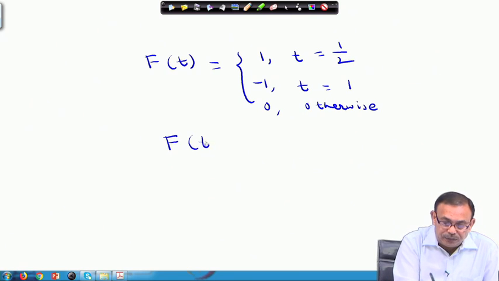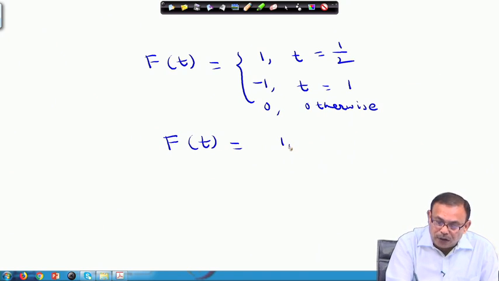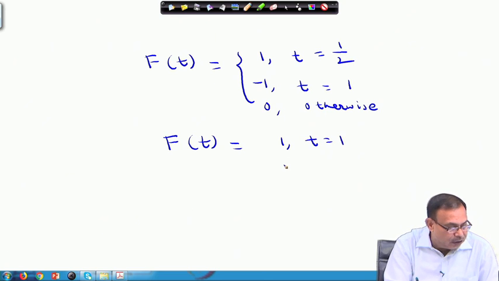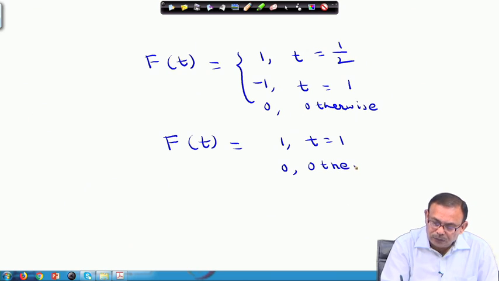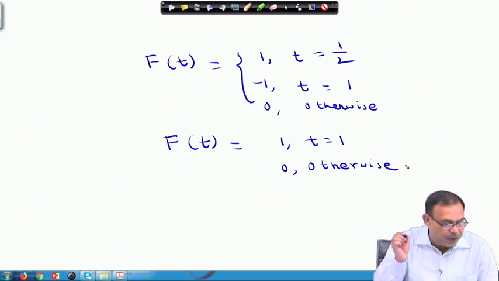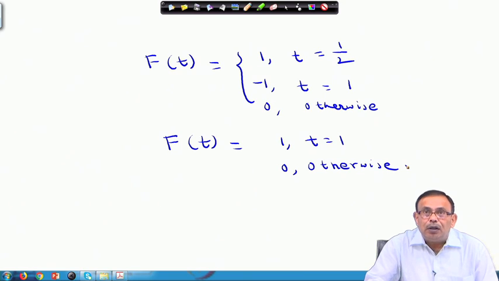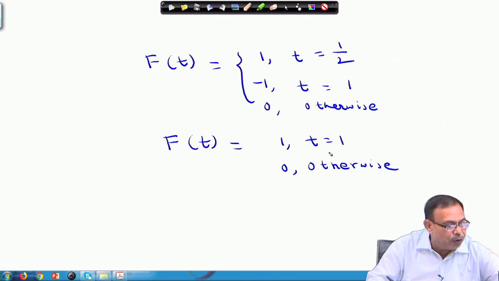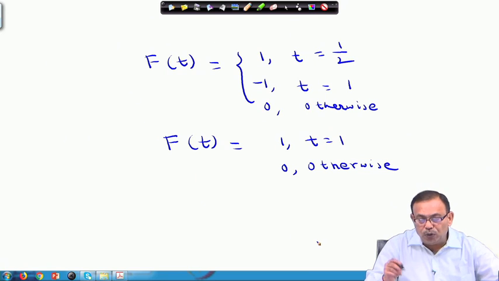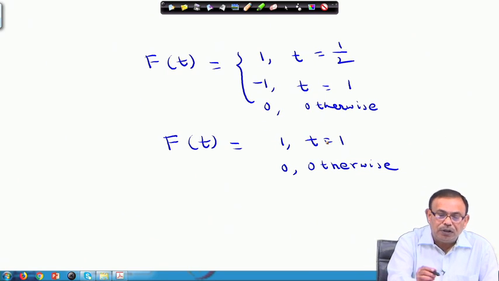Consider this function f t equals 1 when t equals 1 and it is 0 otherwise. Will it be a null function? It is 1 at t equals 1, only at one point it is 1. So, the integral from 0 to t, the function is defined this way, and it is coming out a null function. So, 1 to 1, whenever it is there, the value will be 0.